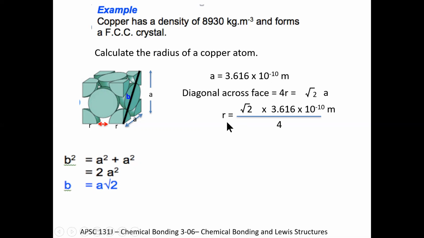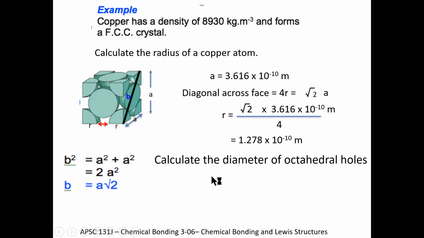Well, we calculated the radius of the atom. The radius of the atom is the square root of 2 times a divided by 4. So we get the radius of the copper atom. Because we know the relationship again between the unit cell and how many atoms go across this diagonal, we can calculate the radius of each copper atom.